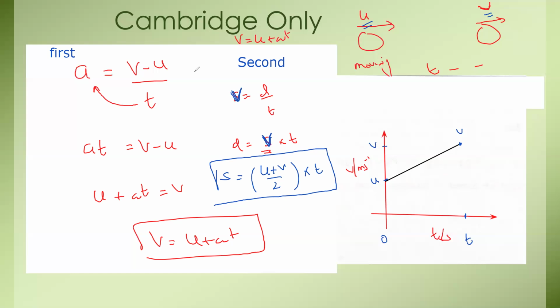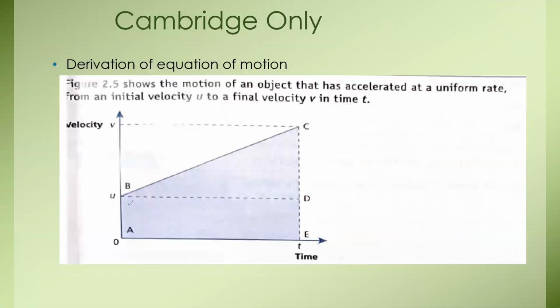Now, the third equation of motion, how can we derive it? As we know, if we have a velocity-time graph, what does the area under the graph represent?